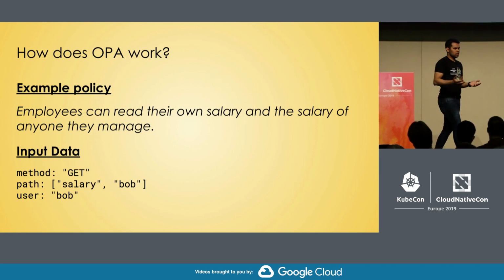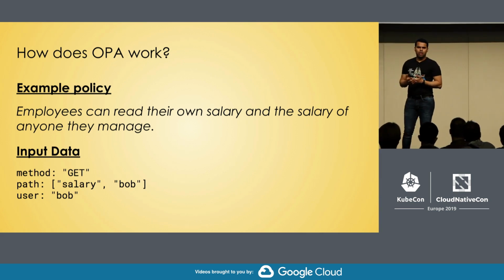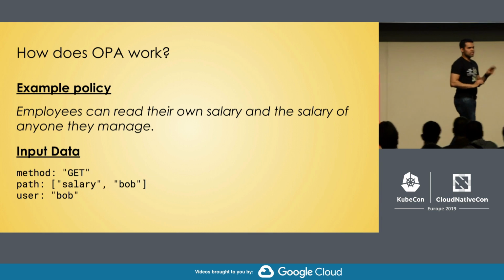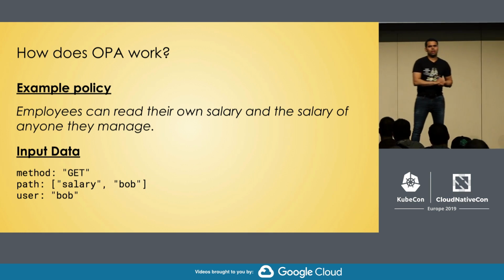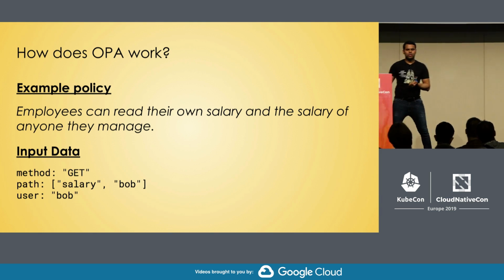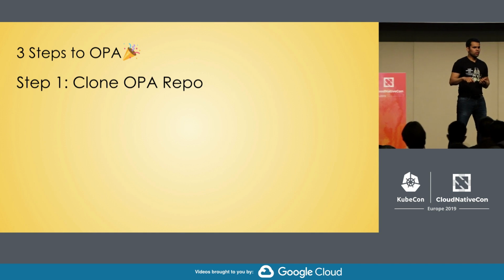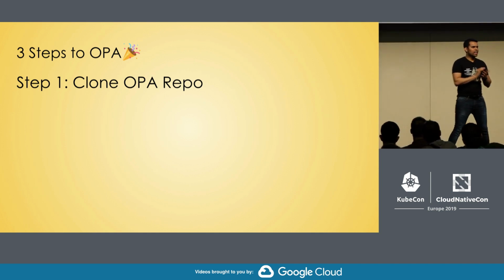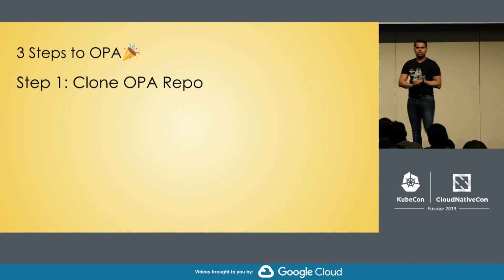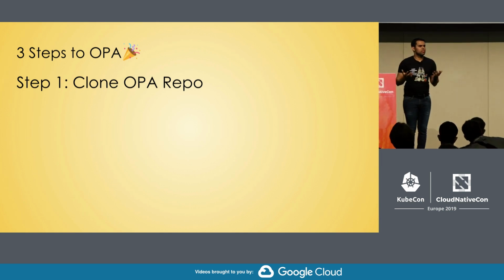So to help you get started with OPA so that you can write more policies, today I'm going to give you 3 steps to getting started with OPA. I like to call them the 3 steps to OPA. And so step number 1 is you clone the OPA repo. So all you have to do is go to github.com/open-policy-agent/opa, and you just clone the OPA repo. Simple, step 1.